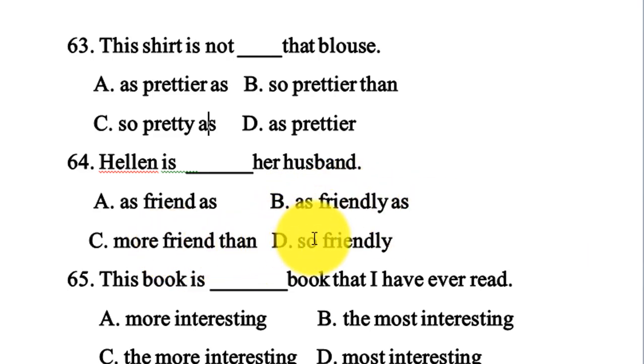More friend than, yes, so friendly. So what will be the answer here? What is the answer here? Take your time, please, because I will give you some explanation of how you are going to answer the question. Definitely, if you answer B, it is completely right, because as plus adjective plus as, as I told you. Friendly by itself is a kind of adjective, not an adverb of manner. So Helen is as friendly as her husband. Yes, both Helen and her husband are similarly friendly. Her approach to making friends is similar to her husband's approach to making friends.